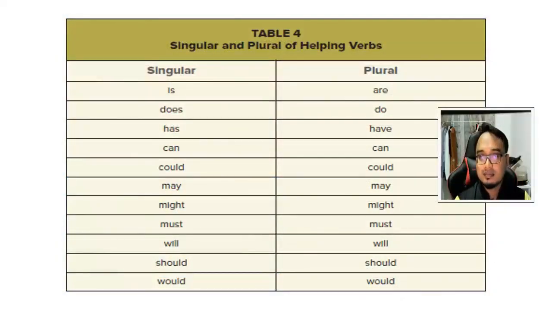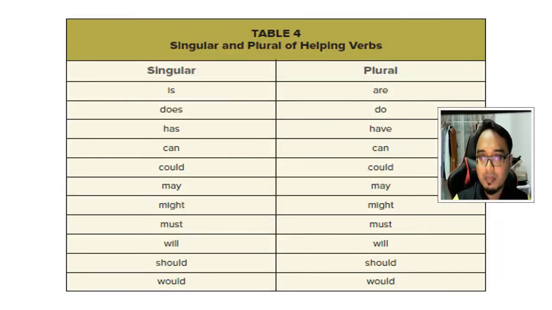Next, singular and plural of helping verbs. Okay, alright. Until here. Okay, has for single, does for single, do for plural, have for plural. The rest, the same for both.